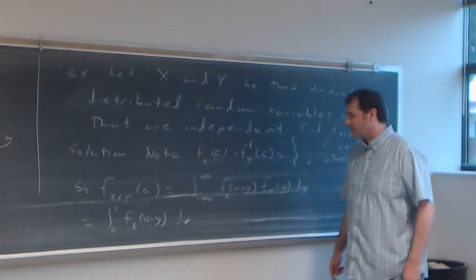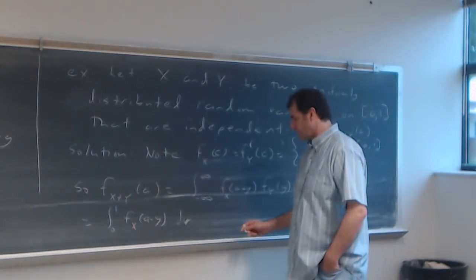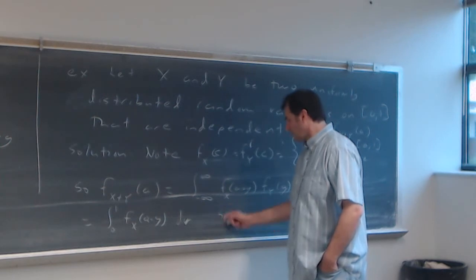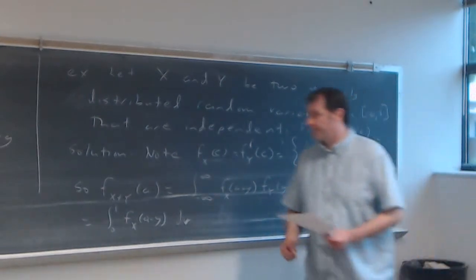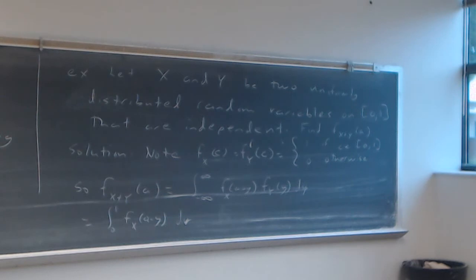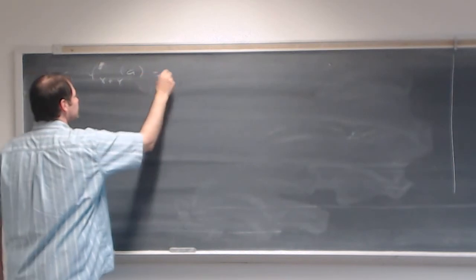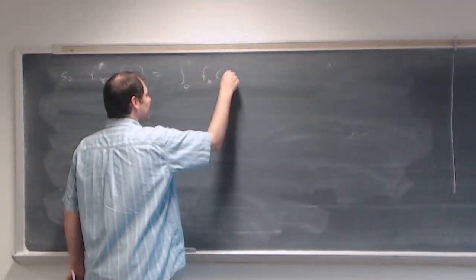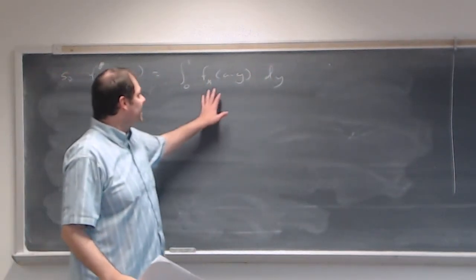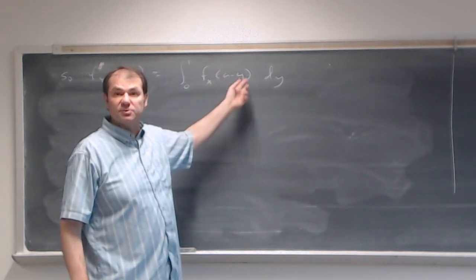Okay, now let us note something. So first of all, I think I need a little bit more room. Okay, so what we're saying at this point is that f sub X plus Y of a is equal to the integral from 0 to 1 of f sub X of a minus y dy. Now this f sub X is a lot of times 0. The only time it's not 0 is when the input value is between 0 and 1.